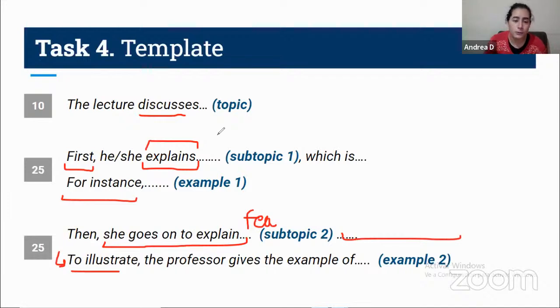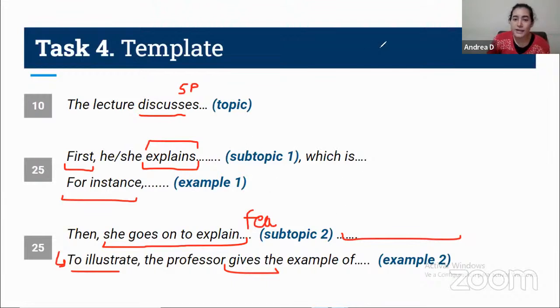So I need to use these reporting verbs like discusses, mentions, explains, points out, gives the example. Those reporting verbs need to be in the simple present, okay? Because they are like opinions and facts. So we report them in the simple present. And that's pretty much it.